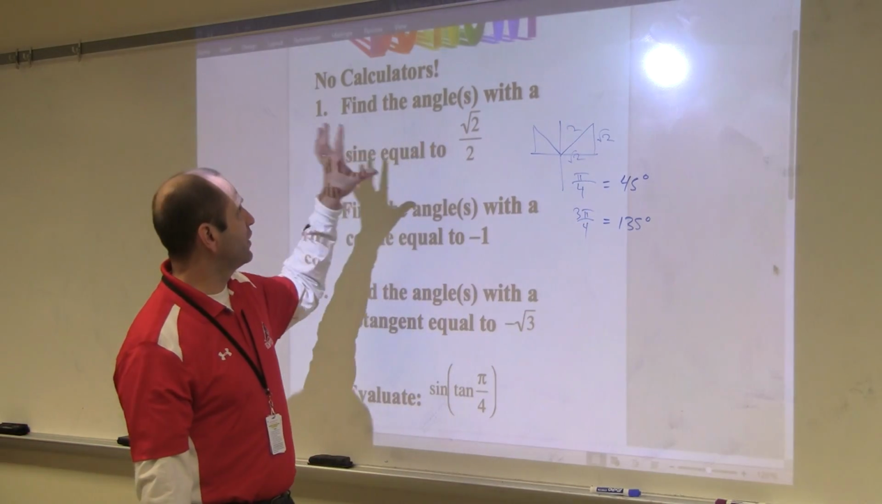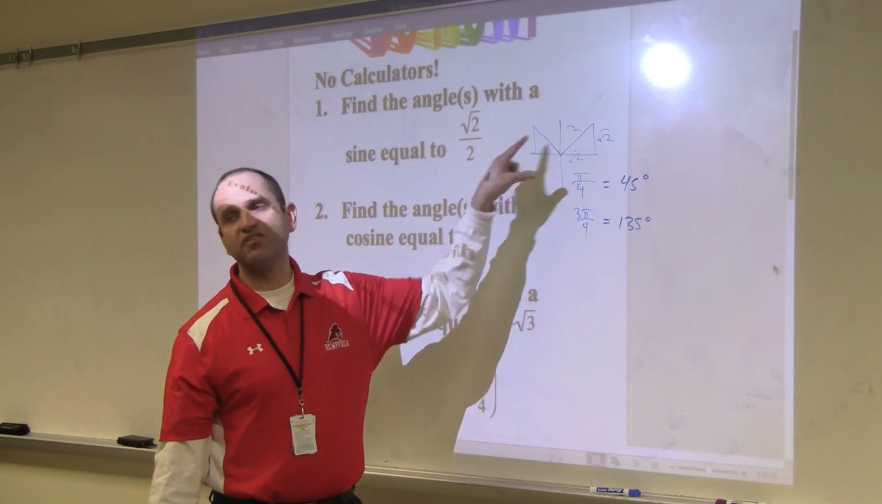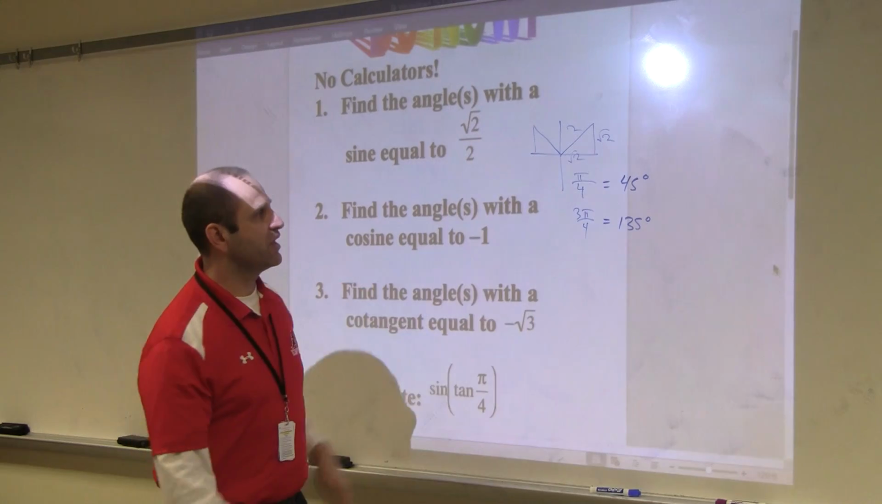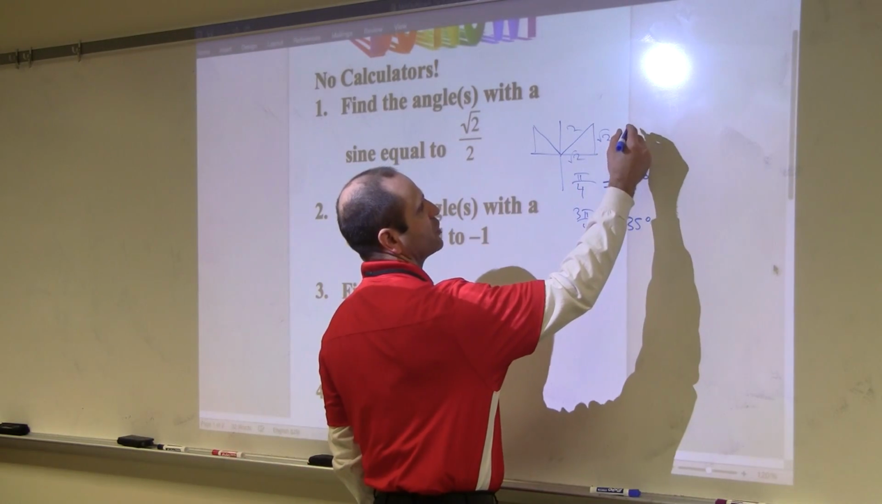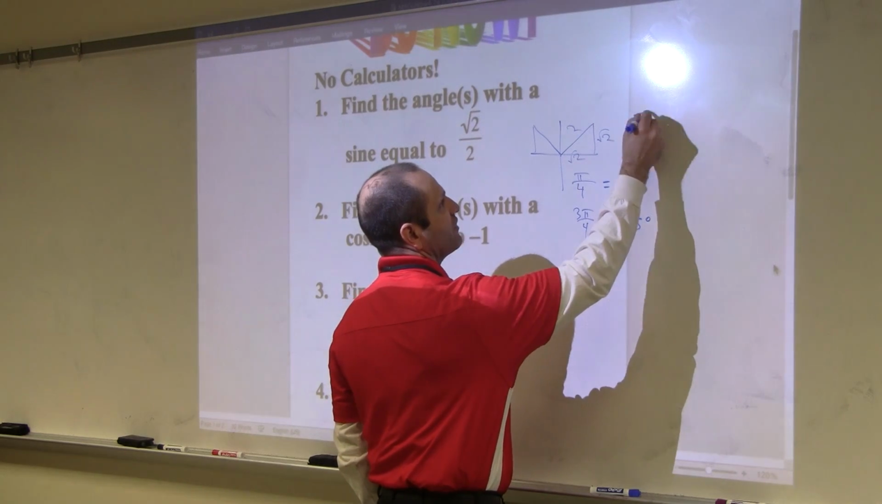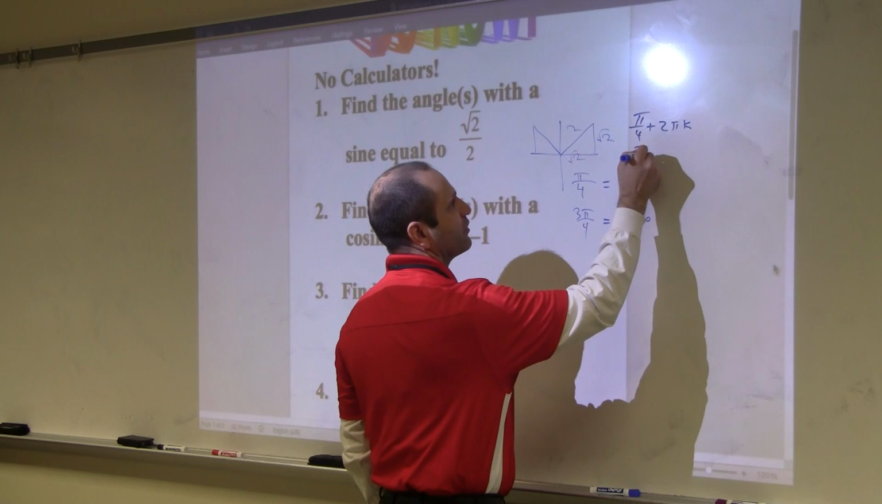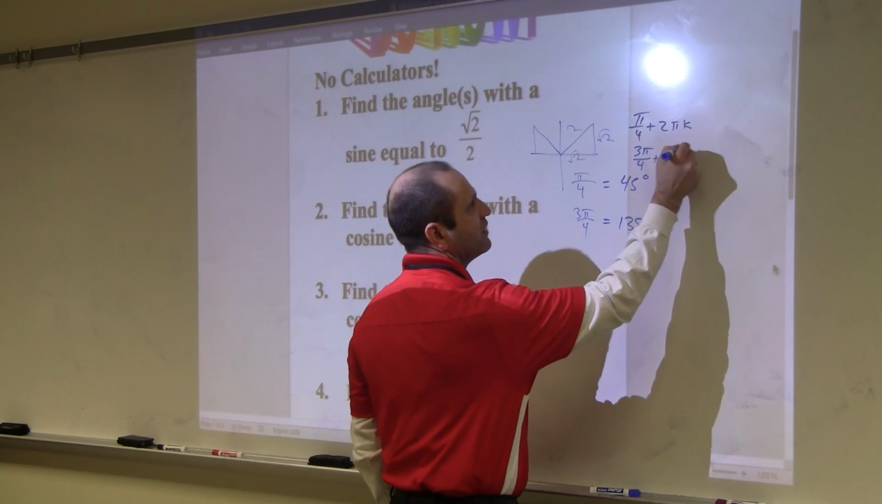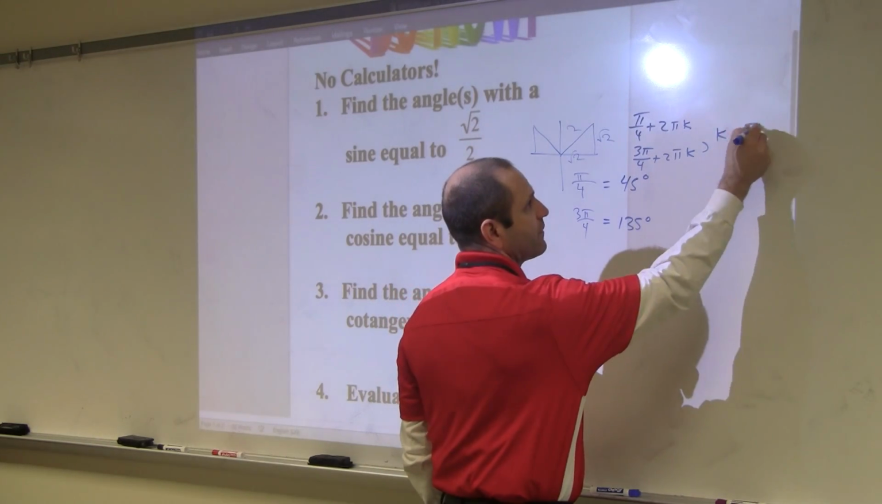So if I want all the angles that have this sine ratio, I've got to keep cycling back to these 2 locations. And how do we do that? Well, that goes way back to section 1, where we did coterminal angles. So we could have, if it's in radians, pi over 4 plus 2 pi k, and 3 pi over 4 plus 2 pi k. What has to be true about k? It's got to be an integer.